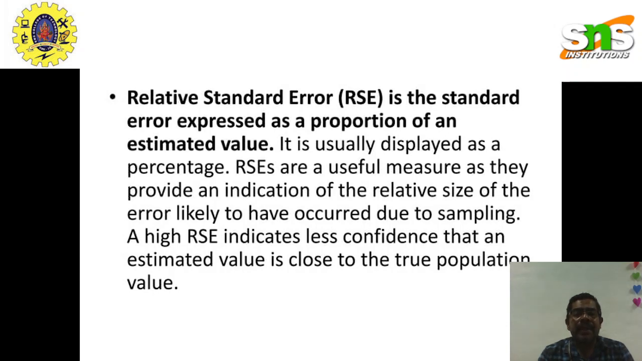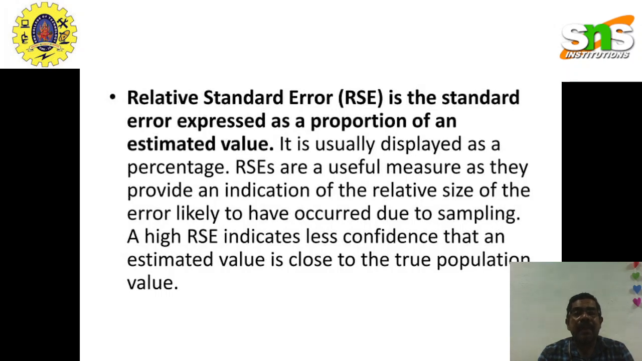The RSE is the standard error expressed as a proportion of an estimated value, that means relative to the estimate. That is also a useful measure, and it gives an indication of the relative size of the error likely to occur due to sampling. I may collect the data, but a certain relevant attribute may have certain variations.